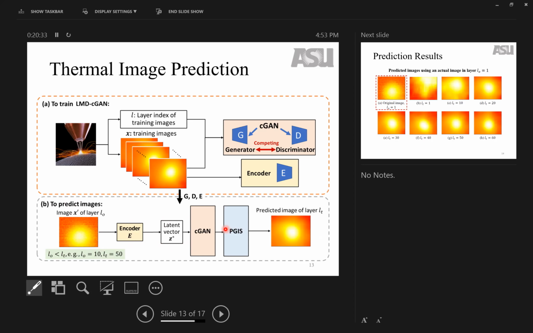If we have some prior physical resources, we develop this PGS control chart and use that to evaluate the physical validity of the prediction. If it is valid, then we have the predicted image for layer 50. The predicted image should be so real that we cannot visually tell the difference from the real data.